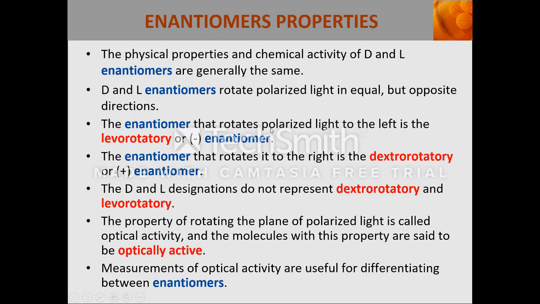The enantiomer that rotates polarized light to the left is the levorotatory enantiomer. The enantiomer that rotates it to the right side is the dextrorotatory enantiomer. The D and L designations do not represent dextrorotatory and levorotatory. The property of rotation of the plane of polarized light is called optical activity, and the molecules with the property are said to be optically active. Measurements of optical activity are useful for differentiating between enantiomers.